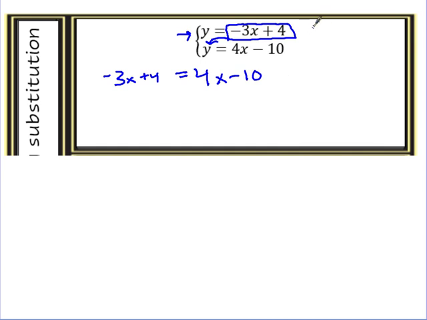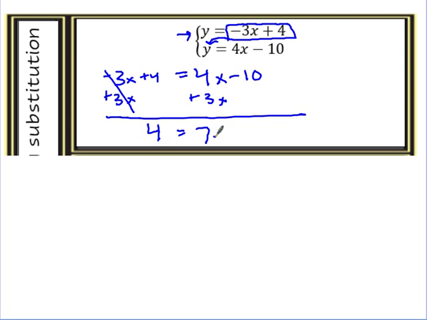And then now I just solve my equation. I'm going to add 3x to both sides. That goes away. I still have 4 equals 7x minus 10. And then now I just go through and solve. Add 10 to both sides. Now I got a two-step equation, and I'm trying to get x by itself. 7x equals 14. Divide by 7 on both sides.